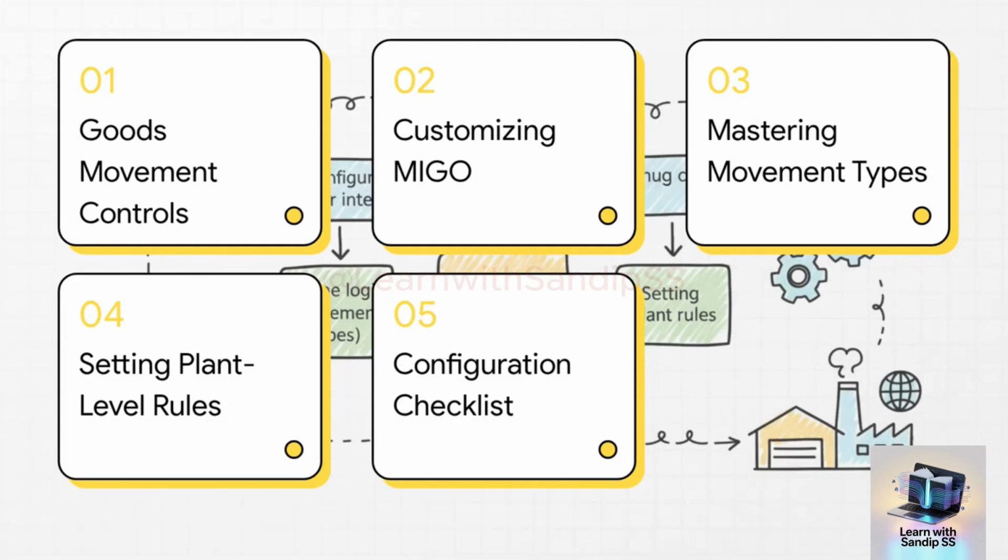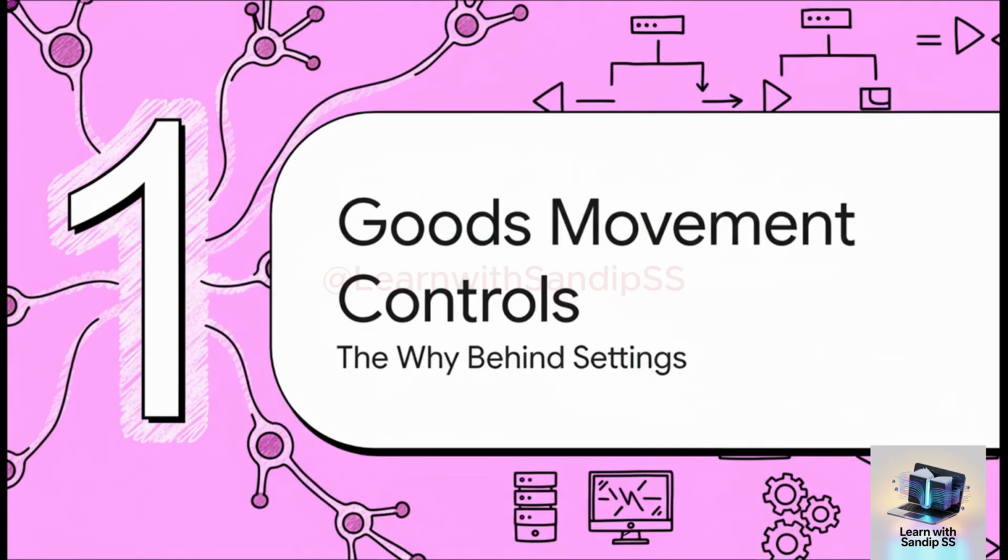So here's our game plan. We're going to walk through this step by step. We'll start with customizing the main screen that your users see every day. That's MIGO. Then we'll dive into the core logic with movement types. After that, we'll set the high-level plant rules, and then we'll wrap it all up with a super simple checklist for you. Okay, first up, let's talk about the overall controls.